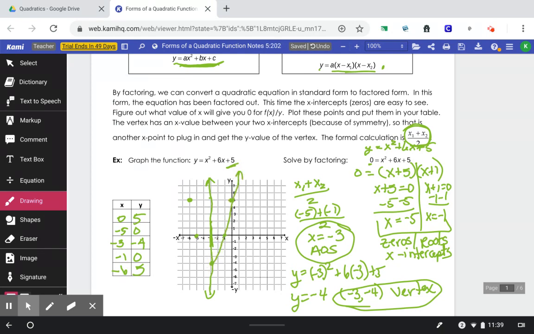Connect the points and make a nice curve. So that is what you could pull out of an equation if it is written in factored form, okay? And you guys should be good at converting from standard form to factored form.